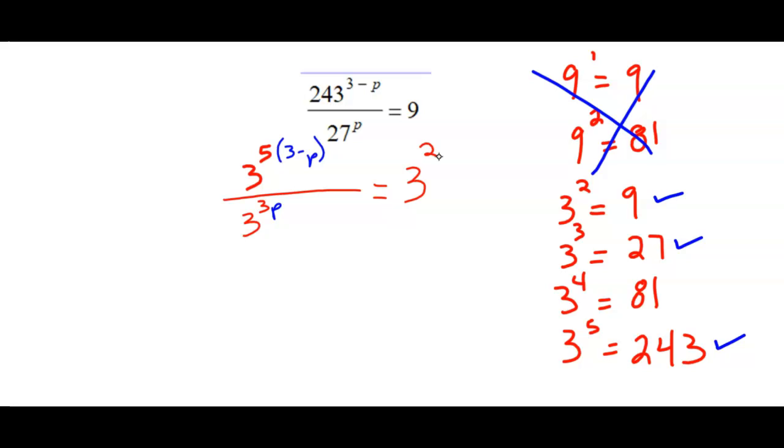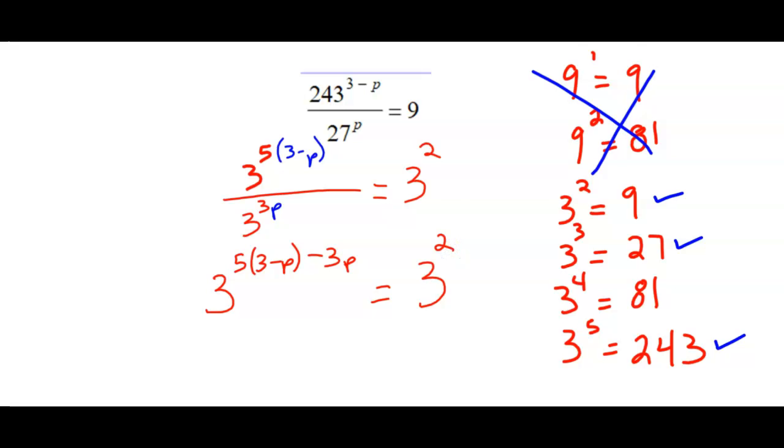Okay, so now you're ready to solve. You're going to subtract your exponents here to get this down to a single base. Our bases are all the same, so we're going to go ahead and just subtract these exponents. So it turns into a single base of 3 to the 5 times 3 minus p, minus this lower exponent, which is 3p, equals 3 squared.